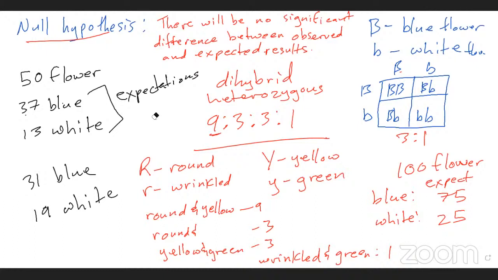All right. So round and yellow, that's 9. No, it doesn't have to be peas. If you get a dihybrid cross, no matter which 2 traits you are combining, the big R that is dominant and the big Y that is dominant, the 2 dominant traits will make up the 9 in your 9 to 3 to 3 to 1 ratio.